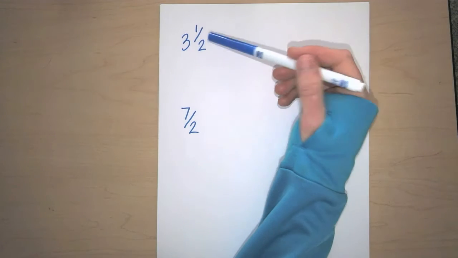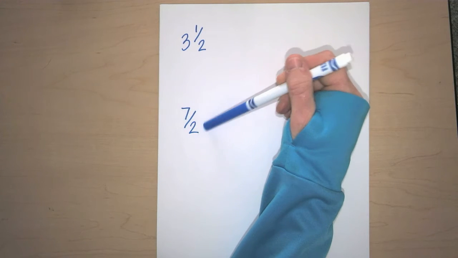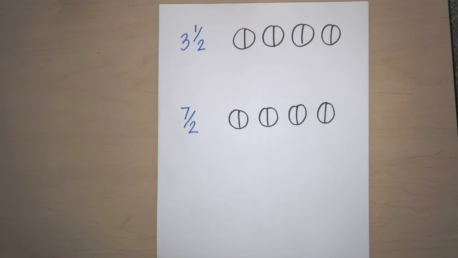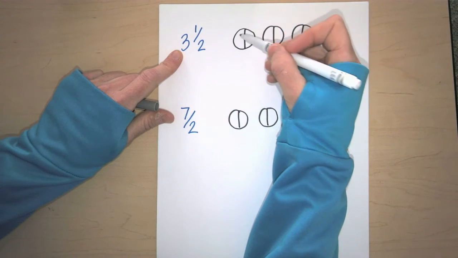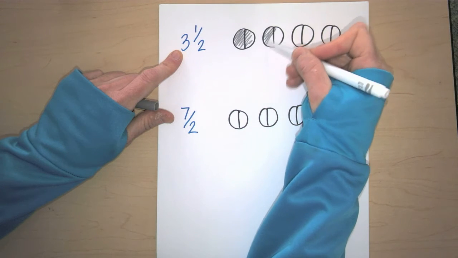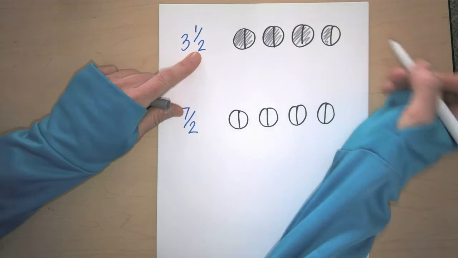So here I have a mixed number, 3 and 1/2. I have an improper fraction, 7 halves. These mean the same thing. Okay, pretend those circles are even. They're not perfect, but what can we do, right? So 3 and 1/2. I'm going to color in 3 wholes. So there's 1 whole, 2 wholes, 3 wholes. Now I have 1 half left, right?